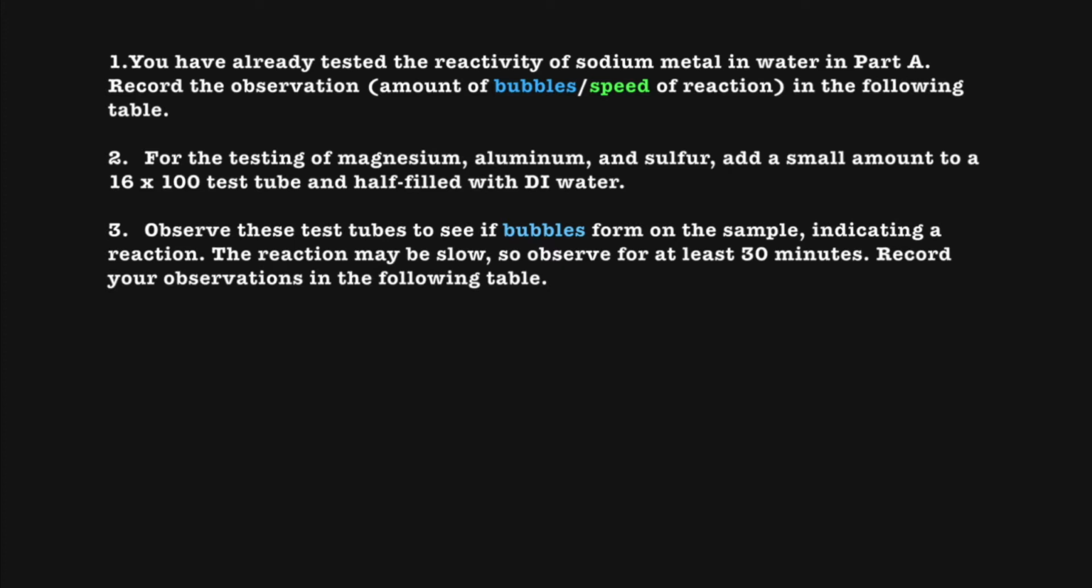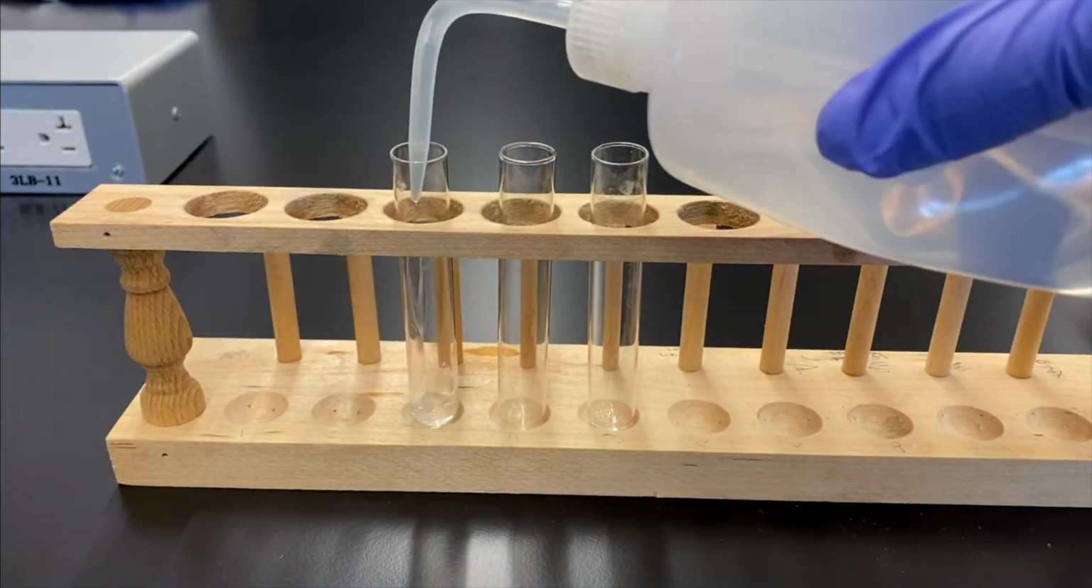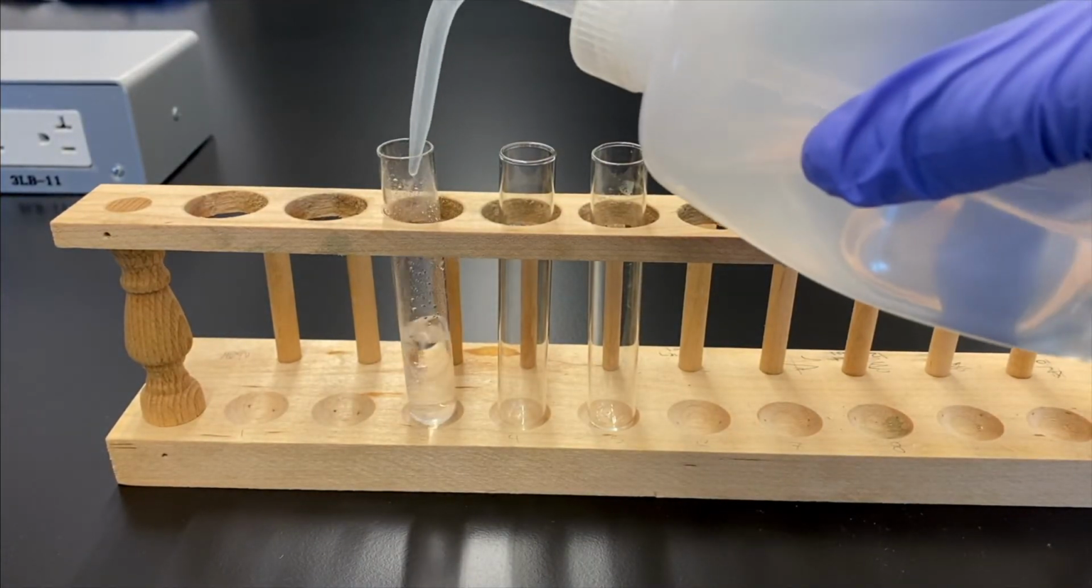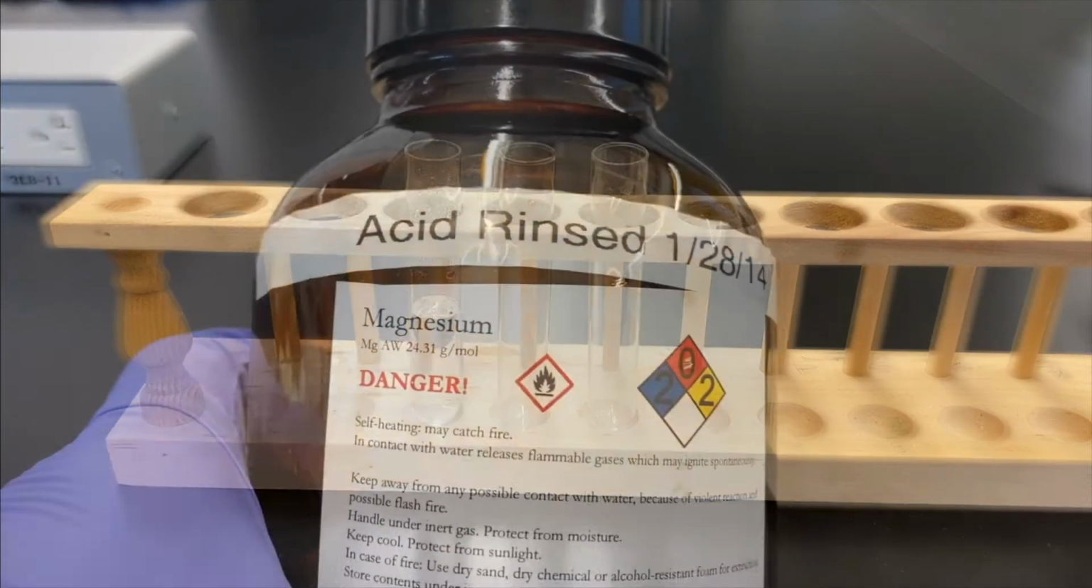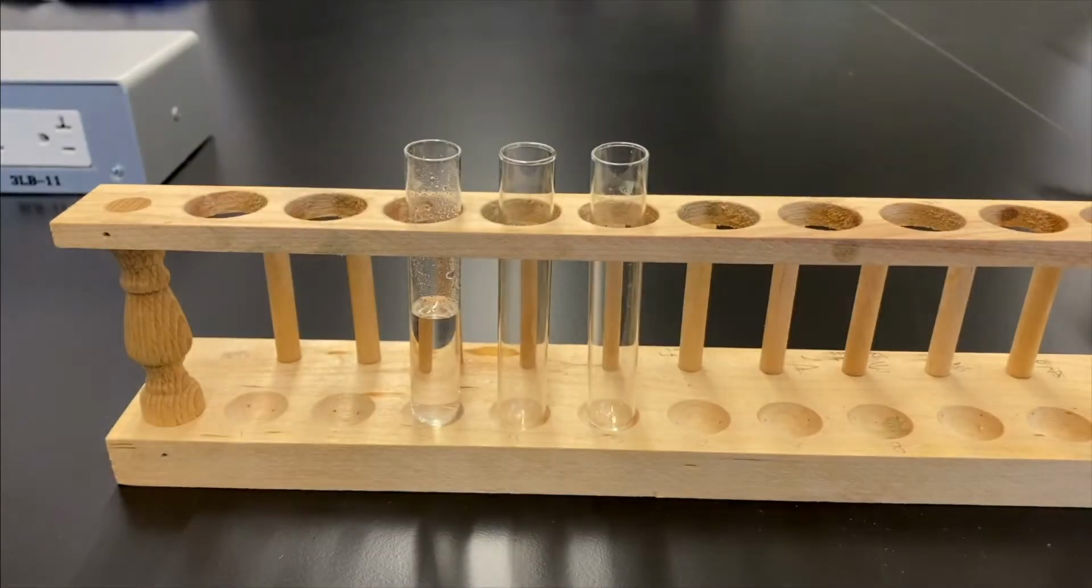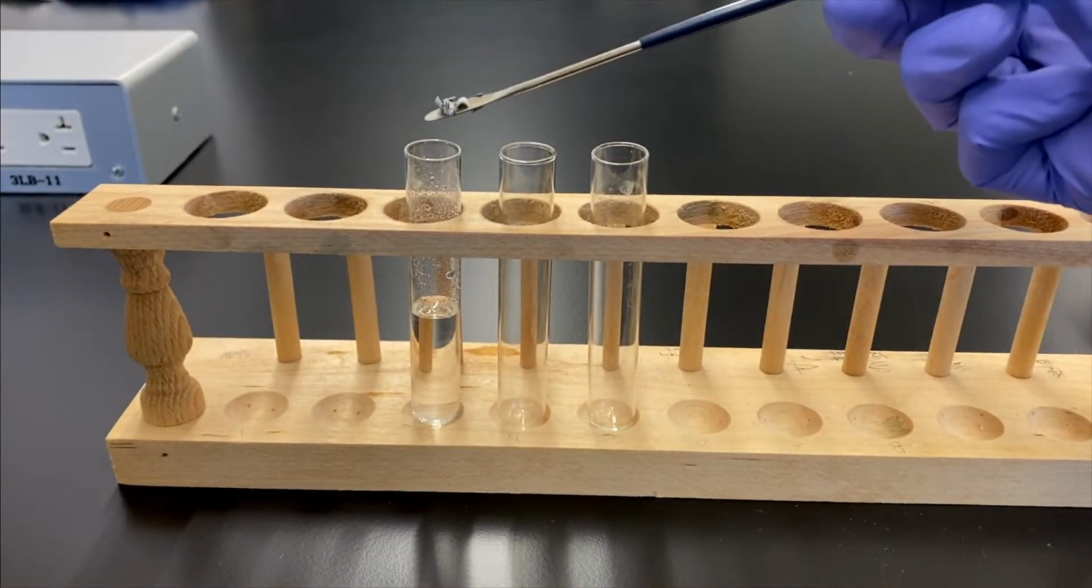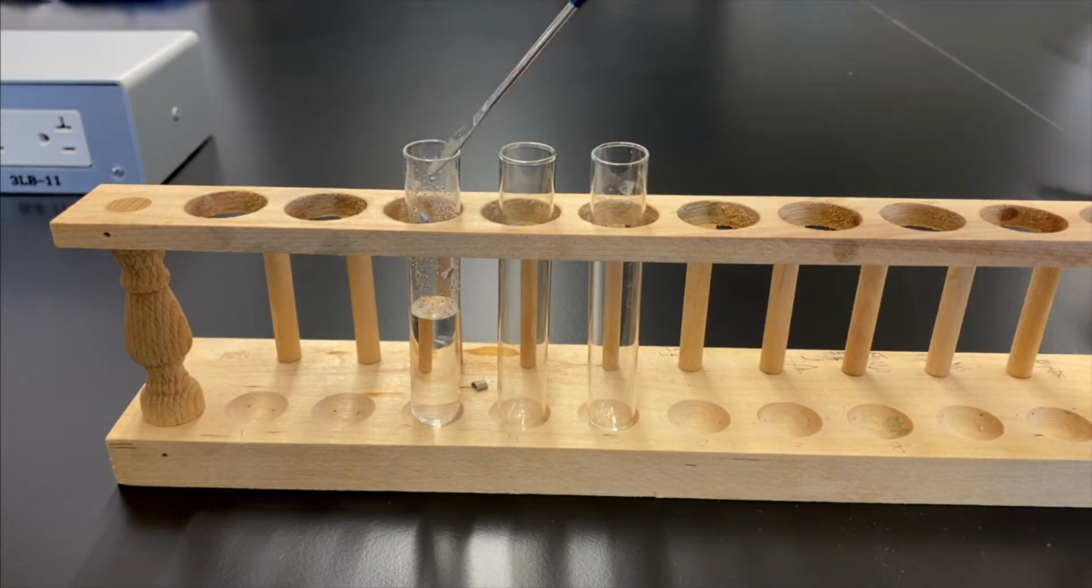All right, so now we're going to be taking some more metals. We're going to be placing them in test tubes with water and seeing what happens. We're going to be checking for bubbles, and bubbles would be a hint that some reaction is happening, hydrolysis perhaps, and hydrogen gas is being created. Or if there are no bubbles, we can say that no reaction is taking place.